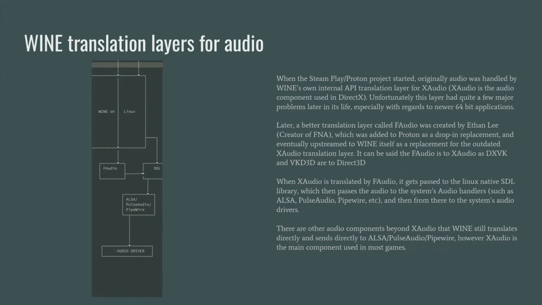So there's a couple of other audio components. The way that the audio portion works is it goes through F-Audio, and then from F-Audio it gets passed on to SDL first, and then it goes to the system's audio handlers, such as ALSA, Pulse, Pipewire. There are also other components beyond X-Audio that Wine still translates directly and sends directly to those other ALSA, Pulse Audio, or Pipewire. However, X-Audio is the main component that's used in most games.